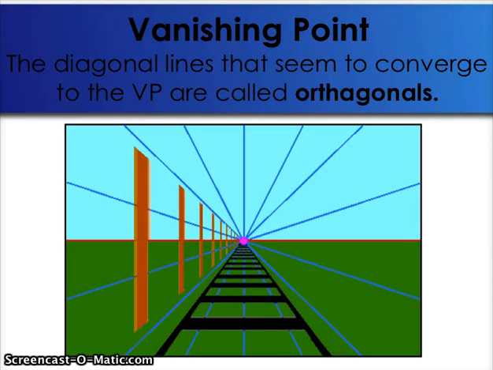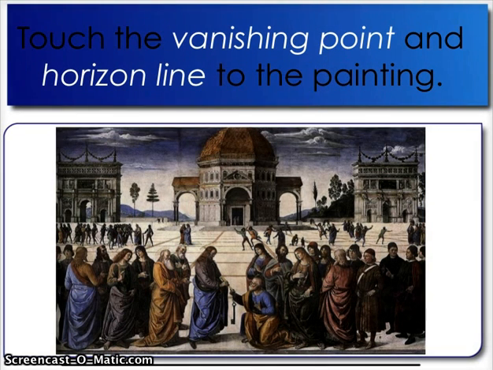The diagonal lines that seem to converge to the vanishing point are called orthogonals. Orthogonals are very useful when you are drawing perspective, as they allow you to create the appropriate perspective that you are aiming for. In this case, some of the orthogonals can also be incorporated into the painting themselves, as the diagonal lines in this painting were then transformed into the sidewalk lines that you see.